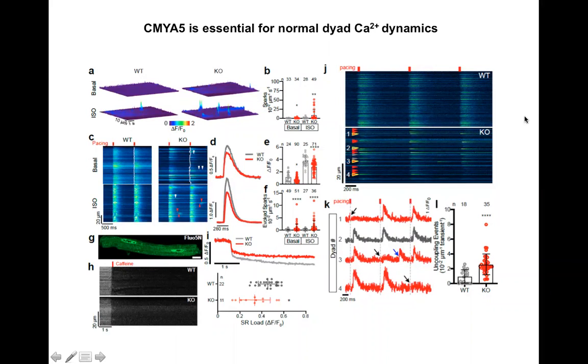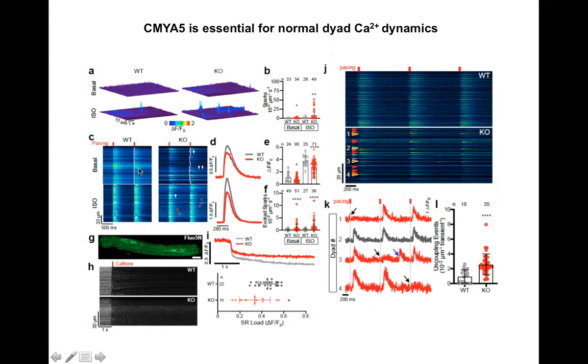So we expressed the calcium sensors by AAV and first measured spontaneous calcium release events, and we found there were more calcium spikes in the knockout cardiomyocytes, especially on isoproterenol treatment. Then we paced the cells to check the coordination behavior of the dyads. We observed unsynchronized calcium release in the knockout cardiomyocytes, as indicated by the curve instead of the relatively straight line during the initiation of the calcium transient.